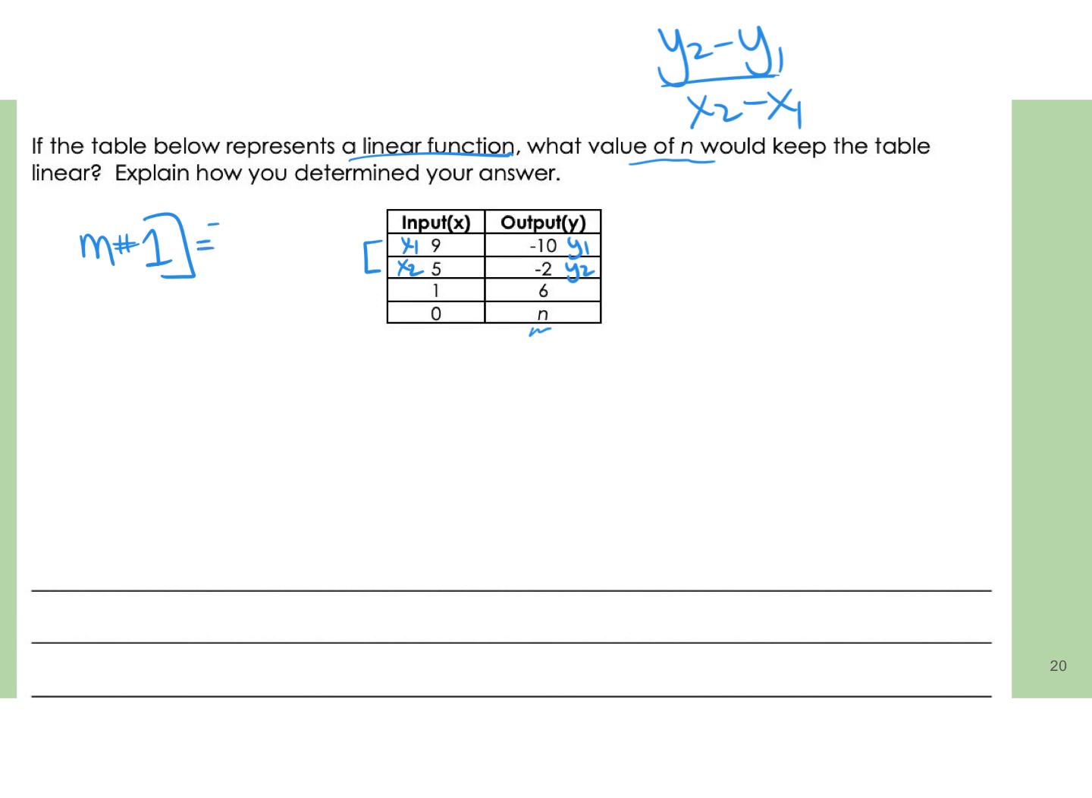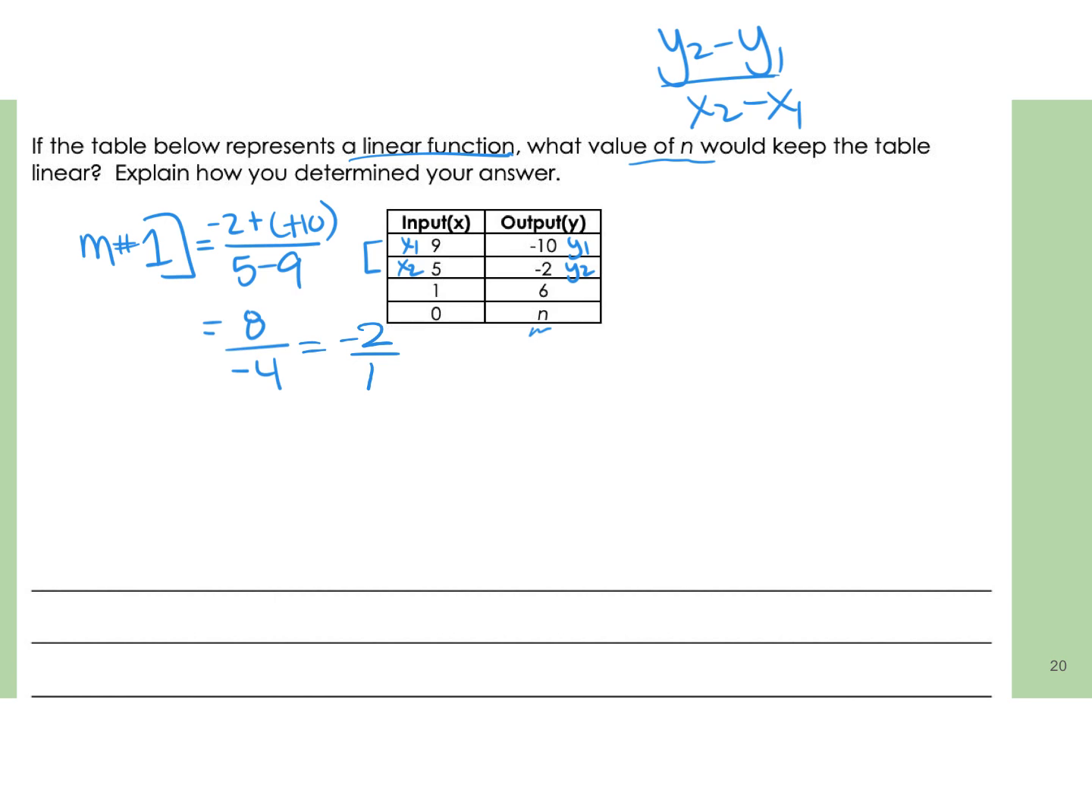So I have -2 minus -10, and then I have x2 minus x1. Minus a negative means plus. So I have a -2 and a +10. Together that makes +8. 5 minus 9 is -4. 8 divided by -4 is -2. I'm always going to write my slope as a fraction. So I have -2 over 1.